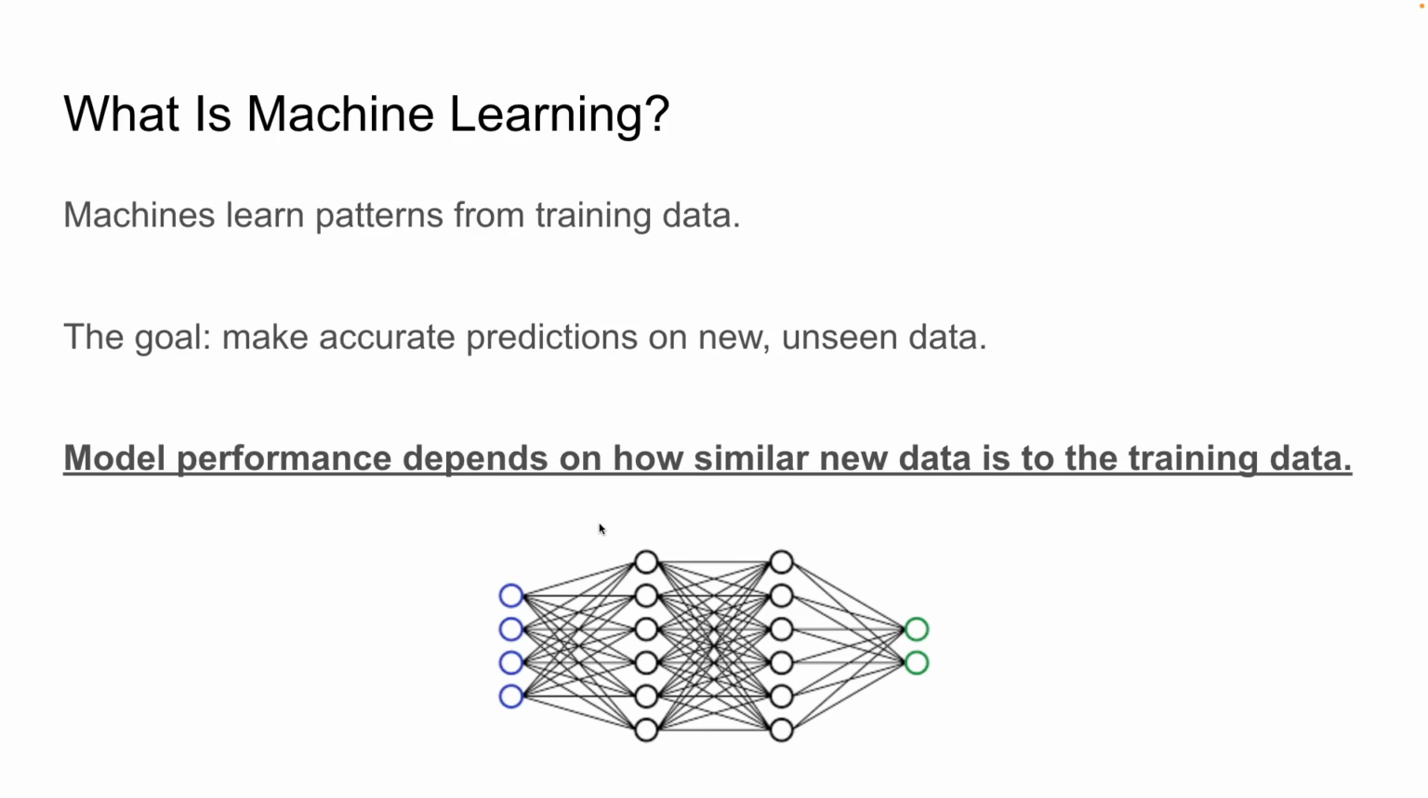So, as a summary, what is machine learning? It's when machines learn patterns from the training data to perform a task. And the objective is to make accurate predictions on new unseen data. But crucially, the performance of the model depends on how similar the patterns and distributions in the unseen data are to that of the training data.